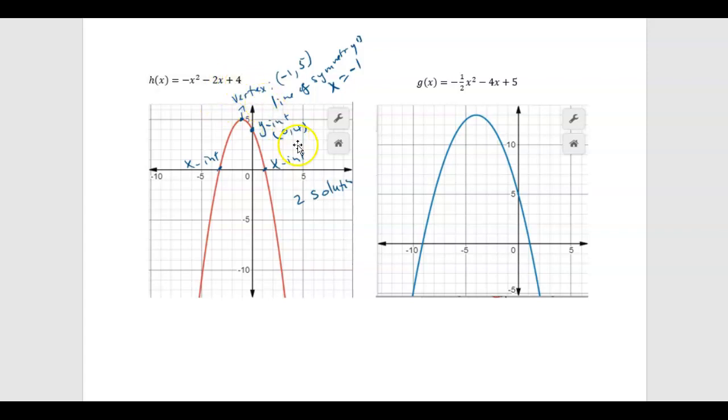Go back to the equation, to the expression. The 4 is the last number that has no x in it. So again, your y-intercept is the value of C. The last number in that equation, the one that has no x value attached to it, is your y-intercept. Okay, so that's it.